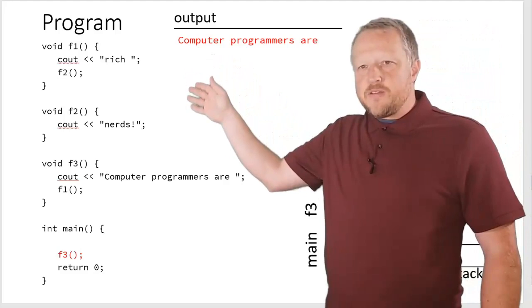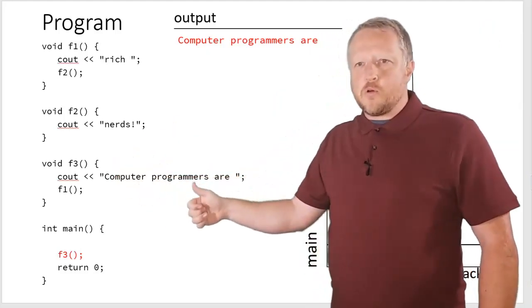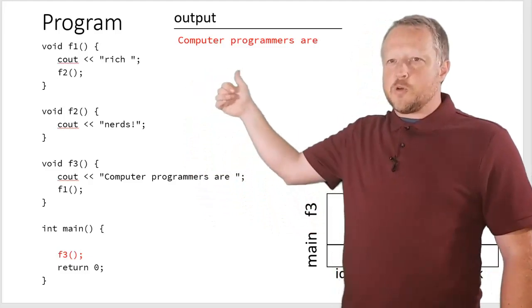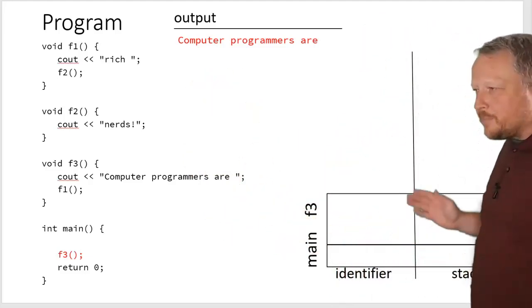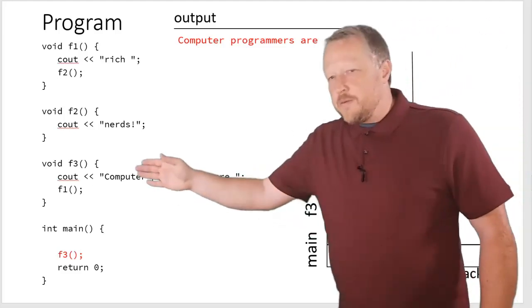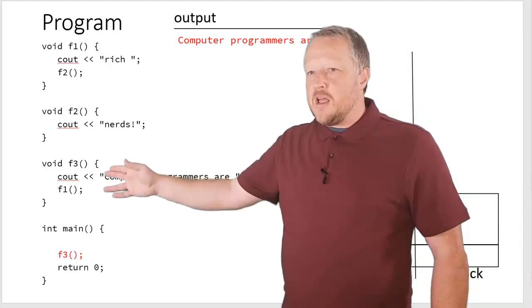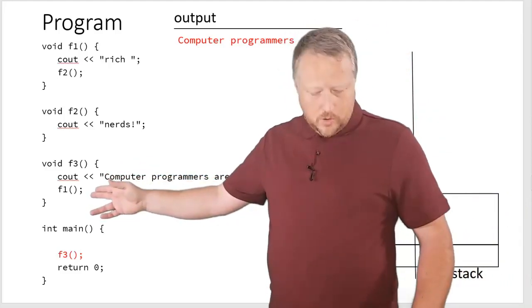So let's jump up to F3, which is actually right here. F3 is going to cout "computer programmers are", and you see the output computer programmers are. You'll also see that F3 is put on the stack, and again, it's empty because there's no variables or stuff like that. But if I'm doing F3, I've done the cout. Now if I scroll down, I have to jump to F1.